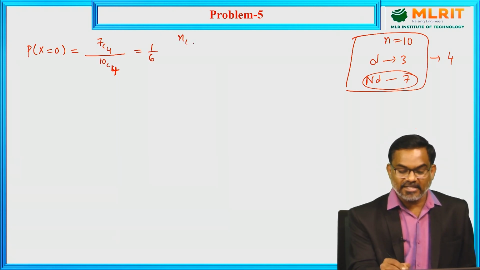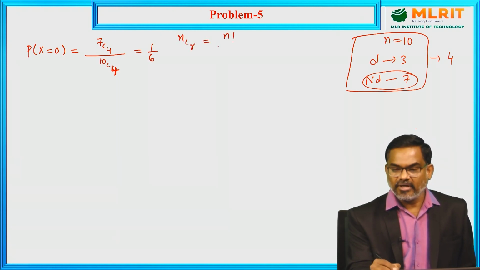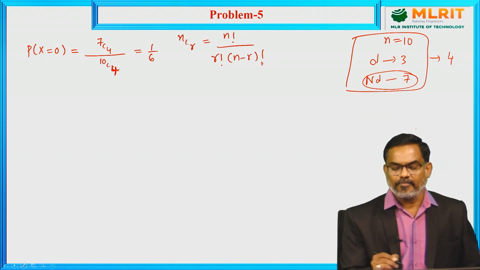And to find nCr, as all of you know, the formula is n factorial divided by r factorial into n minus r factorial.